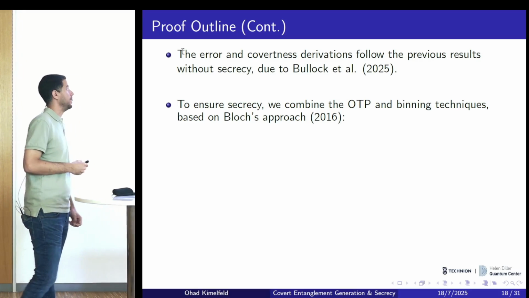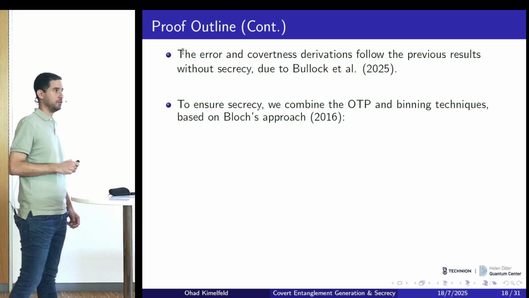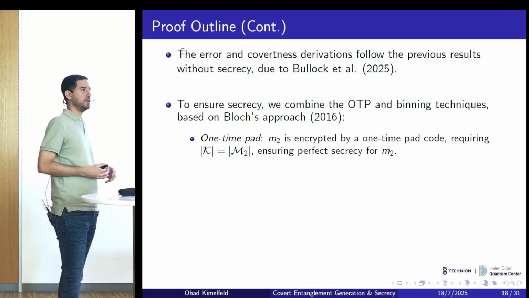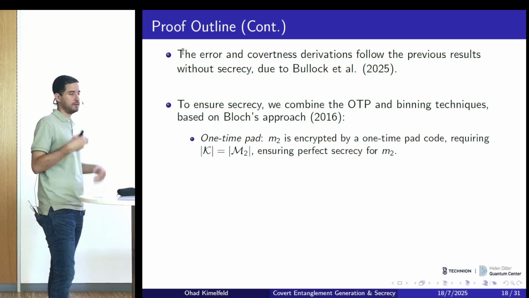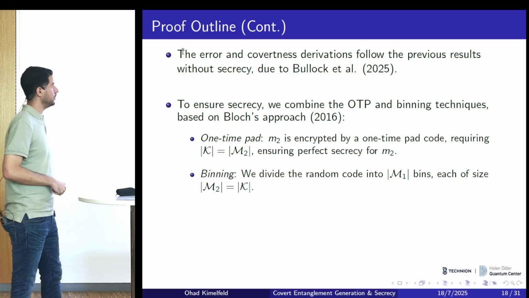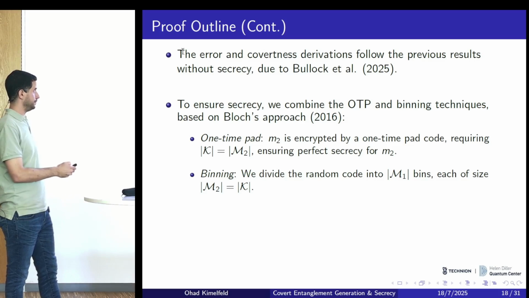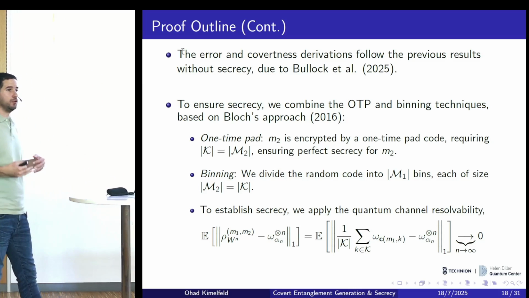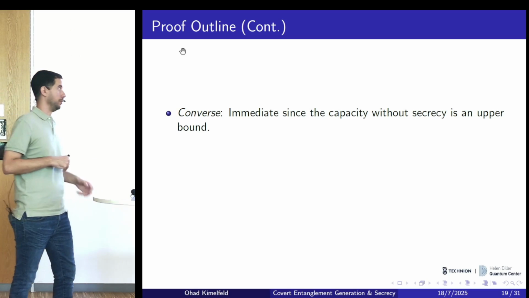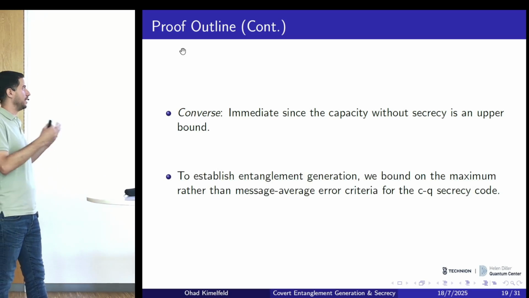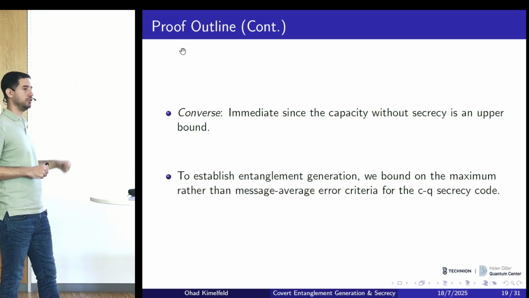But to ensure secrecy, we combine both OTP and binning techniques, and this follows Bloch's approach from his paper in 2016. So first, we perform a one-time pad on M2, and this is why the key size is equal to the M2 size, and this, of course, ensures perfect secrecy for M2. Then we perform binning. We divide the random code into M1 bins, each of size M2, or K, which is our key size. And we're using this to establish secrecy by applying quantum channel resolvability. The converse is pretty immediate because the capacity without secrecy is an upper bound. And finally, for the next step, to establish covert entanglement generation, we bound on the maximum rather than the message average error criteria.